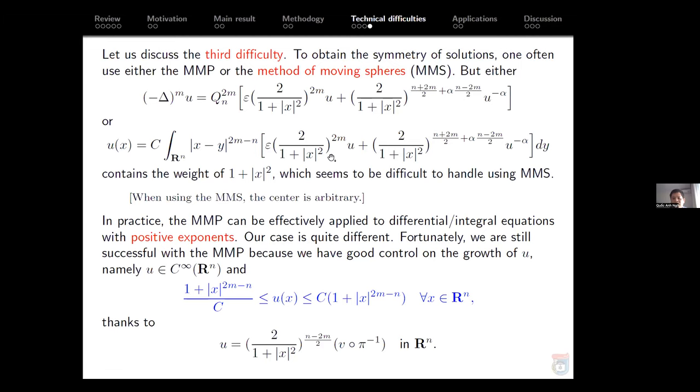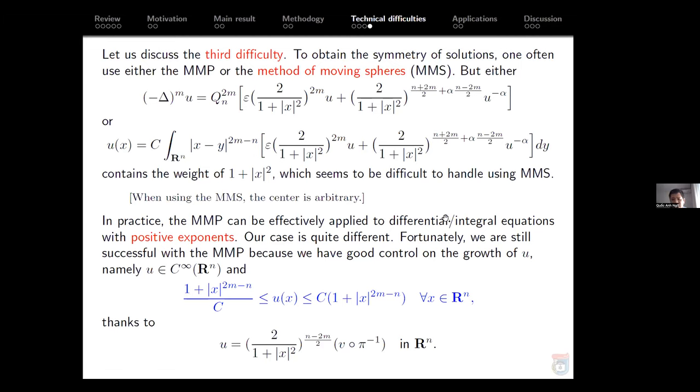So we need to look at it in detail. And fortunately, we have a very good control on the growth of the solution U. For example, using this projection, if V is a smooth positive solution on a compact sphere, then we have a bound for U on both sides, a polynomial bound. Using this bound, which plays a very important role in our argument, we are able to make use of the method of moving plane to show that the solution to this integral equation must be radially symmetric.